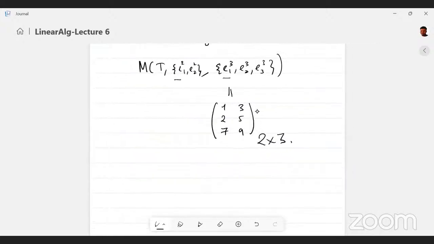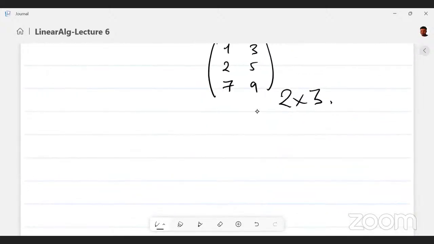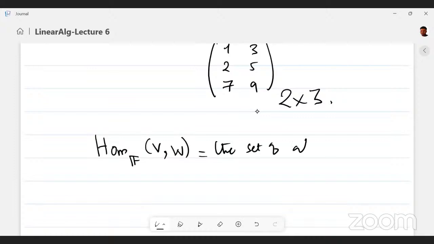Okay, so now we have associated a matrix with a linear transformation. So now there are some basic operations on linear transformations. For example, if I take the space of all linear transformations, which I denote by Hom_F(V, W), I use this notation to denote the set of all linear transformations from V to W.